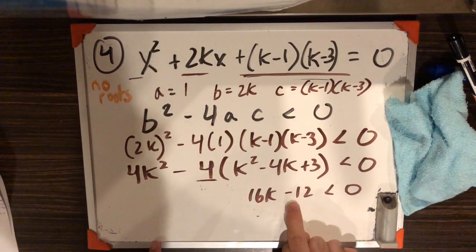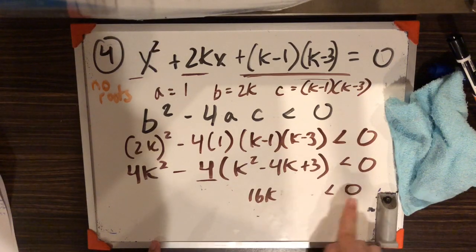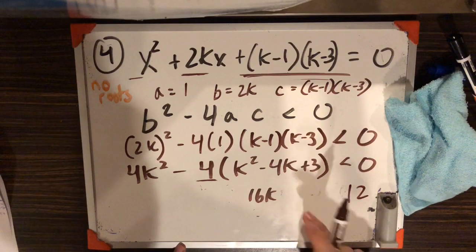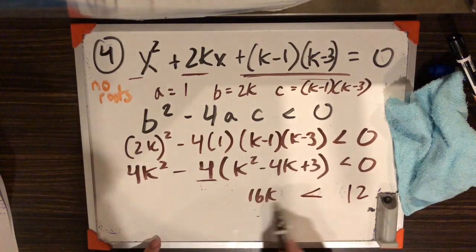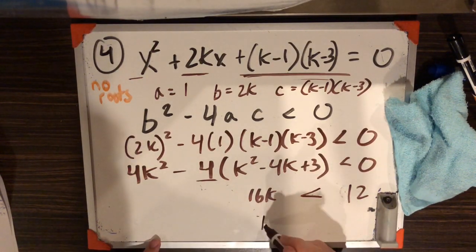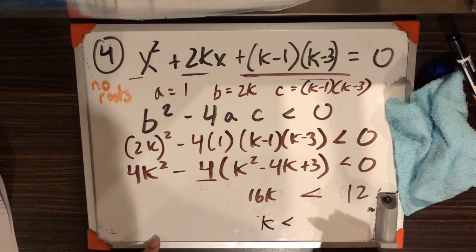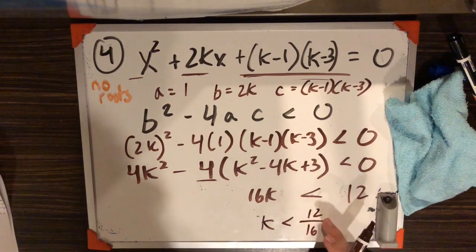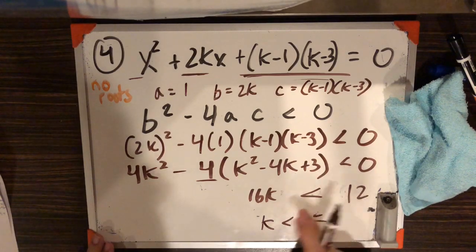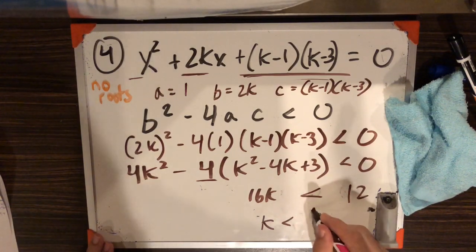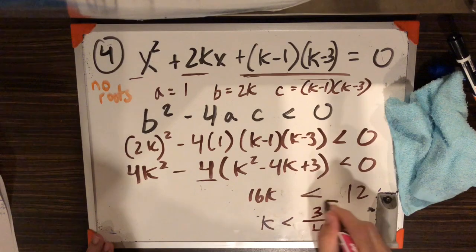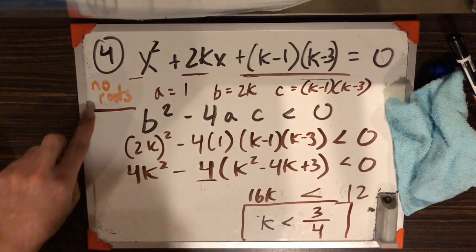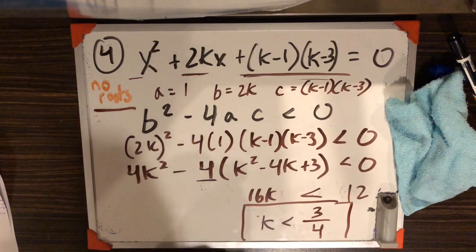I add 12 to each side, so plus 12, plus 12. Okay, divide by 16, divided by 16. I should end up with k less than 12 over 16. Now, obviously, you could simplify this a little bit. 12 over 16 would turn out to be 3 over 4. So this would be the value of k to get you no solution, or no roots, okay?